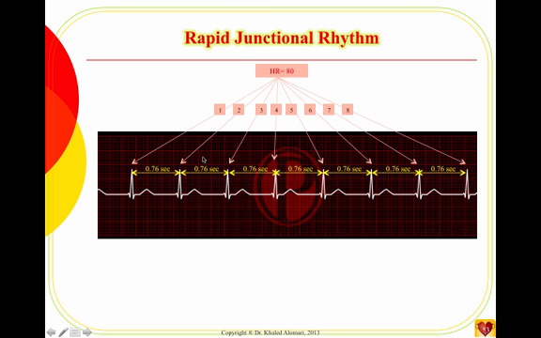But again, it's regular with a normal heart rate. The only major difference is the P is inverted and everything else is normal. So since the heart rate is between 60 and 100, this is called rapid junctional or accelerated junctional. These are the only two. Now, for the other junctional rhythm where you could see an inverted P, whenever the heart rate is above 100, we call it junctional tachycardia.